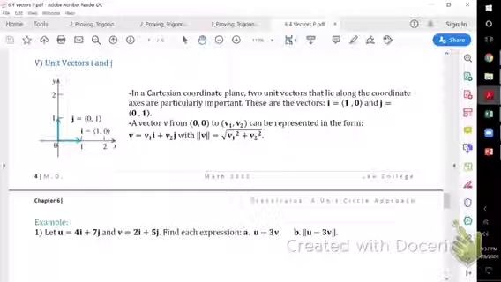v1 times i plus v2 times j, and the magnitude of that vector then is going to be the square root of v sub 1 squared plus v sub 2 squared. So notice it's the number in front of the i squared plus the number in front of the j squared. Alright, so let's look at example 1 here.